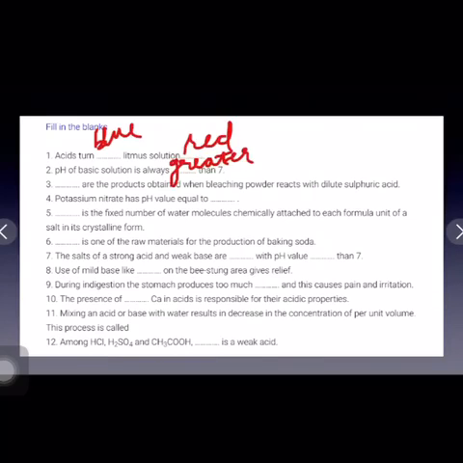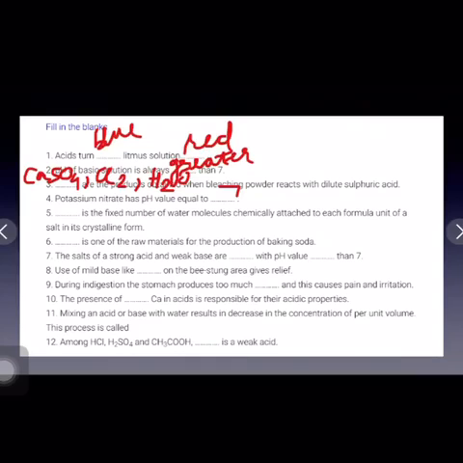Dash are the products obtained when bleaching powder reacts with dilute sulfuric acid. So when bleaching powder reacts with dilute sulfuric acid, calcium sulfate is formed, chlorine gas is released, and water is produced. So these are the three products which are formed. Potassium nitrate has pH value equal to 7.